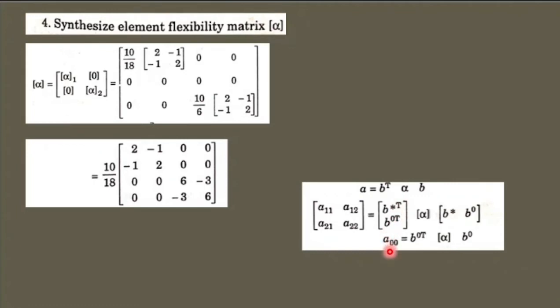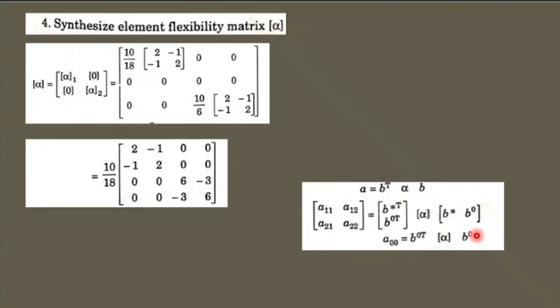Now next step is finding A naught or A naught naught. First you have to find A naught naught. How to find that? You have the formula, that is B naught transpose alpha into B naught. This is the formula. The generalized formula to find the A matrix is B transpose alpha into B. Now you are finding the redundant A matrix, that is why it is written as naught naught, and B naught transpose alpha into B naught.